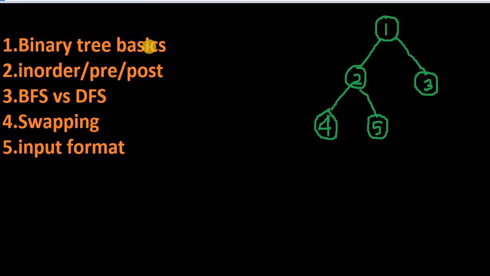First we'll look at the binary tree basics. This is what a binary tree looks like. A node can have two children, that is a left child and a right child, or one child, or zero children as well. So first we have the root, then left child, right child, similarly for each child. You can read more about binary trees. I will be adding links so you can read that.